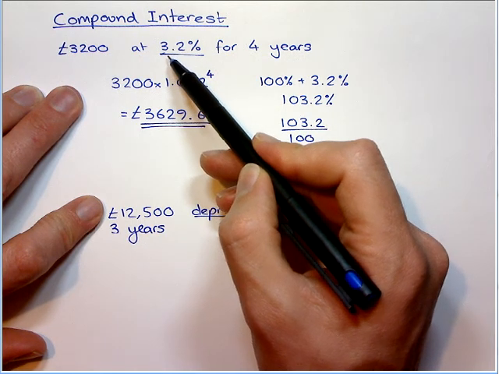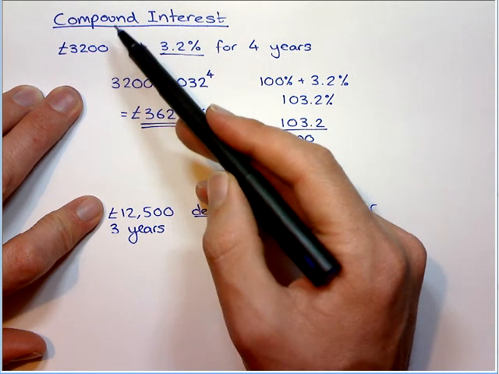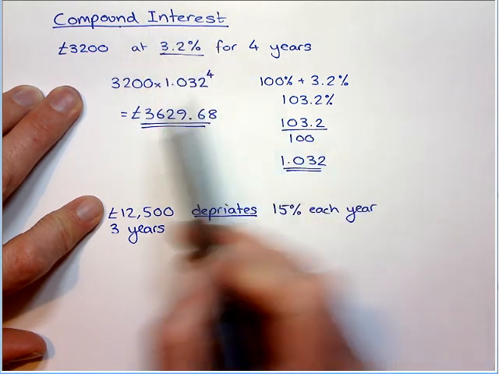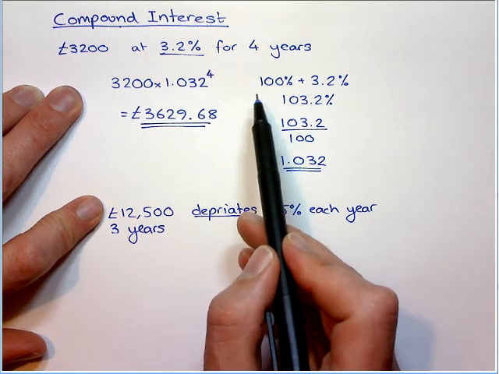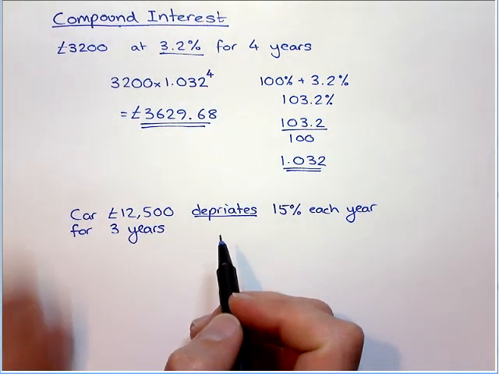Now I must point out what a lot of people do wrong is they work out what 3.2% is, and then they times that by 4, and then they add it on. And what that is called is simple interest, not compound interest. Compound is when the amount at the end of the year is going to affect the amount next year, so it keeps increasing all of the time.